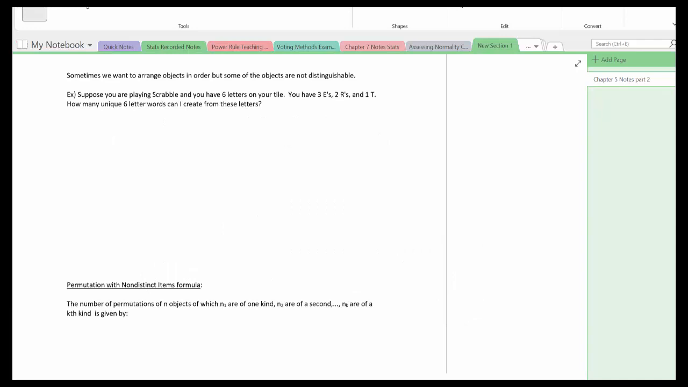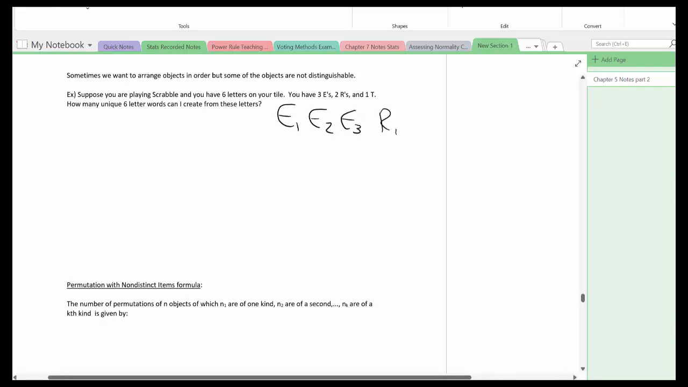Okay, so sometimes we want to arrange objects in order, but some of the objects are indistinguishable. All right, so suppose you're playing Scrabble and you have 6 letters on your tile. You have 3 E's, you have 2 R's, and you have a T. How many unique 6-letter words can I create from these letters? So obviously we have 6 letters using all 6 letters, 6 times 5 times 4 times 3 times 2 times 1, that's 6 factorial.